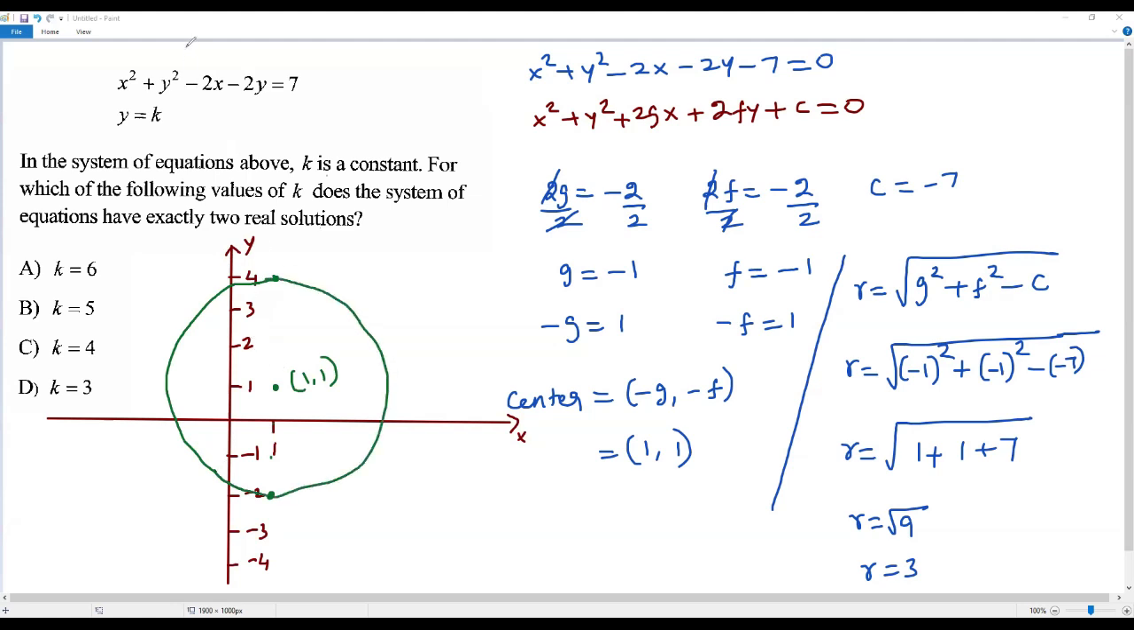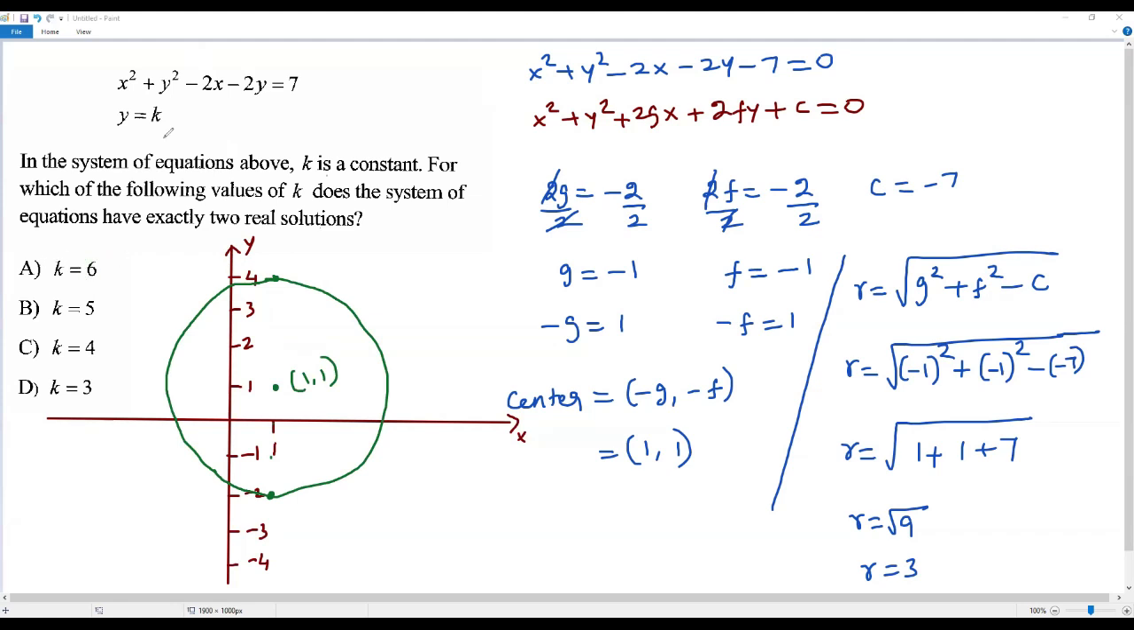Okay, now let me sketch the graph of the horizontal line, that is y equals k. But our aim is to find the value of k. Only if I know the value of k over here, I'll be able to sketch the graph of this horizontal line. So for that, we can use the values we have in the answer choices. Okay, so what's the value we have for k in answer choice A?